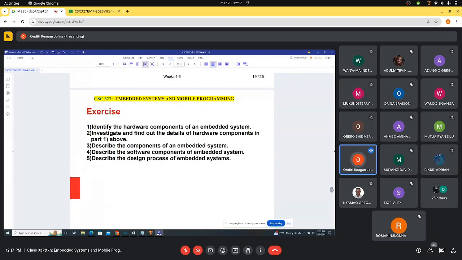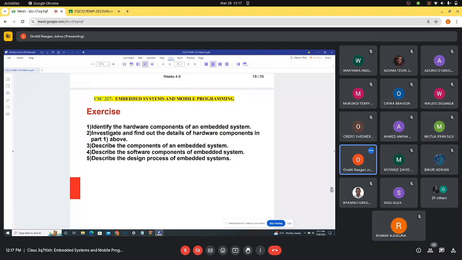Again, you also need to look at the exercises, like one, which is here. Identify the hardware components of an embedded system. Investigate and find out the detail of the hardware components in part 1 above, so the detailed components of an embedded system's hardware. Describe the components of an embedded system. Describe the software components of an embedded system. Describe the desired design process of an embedded system, which we have just looked at.